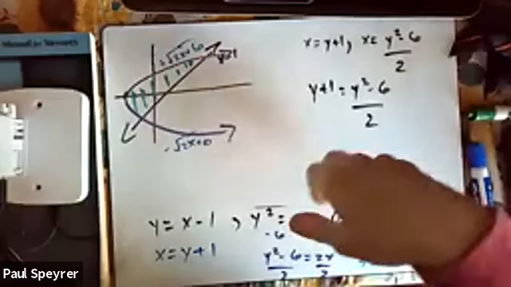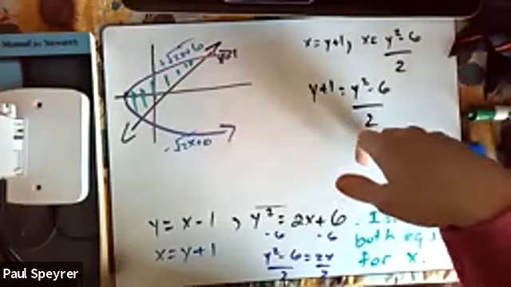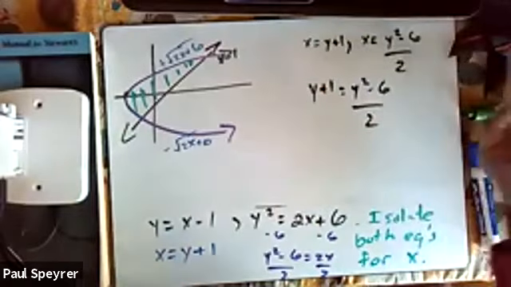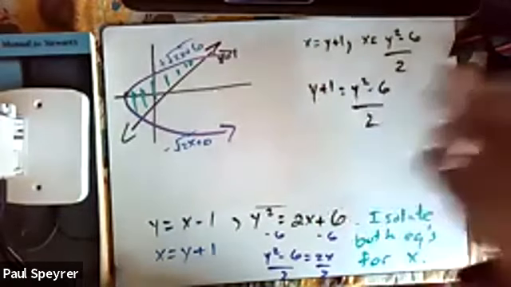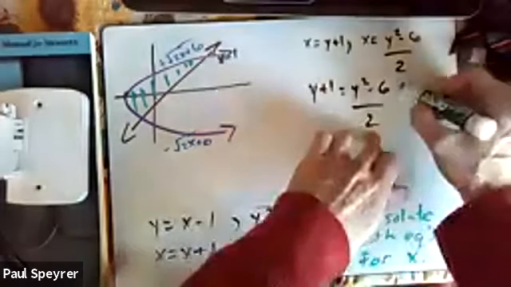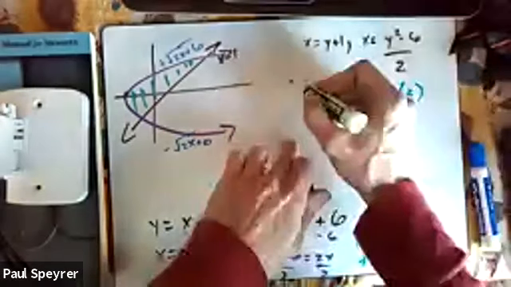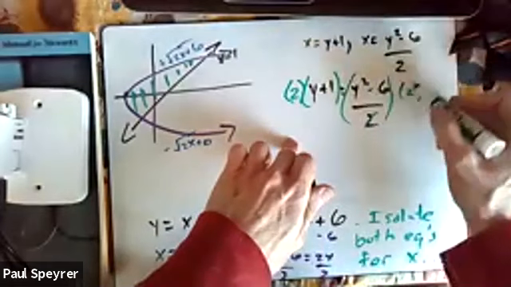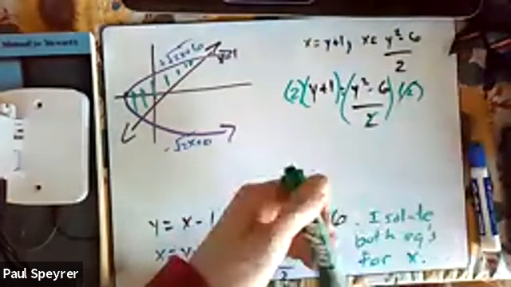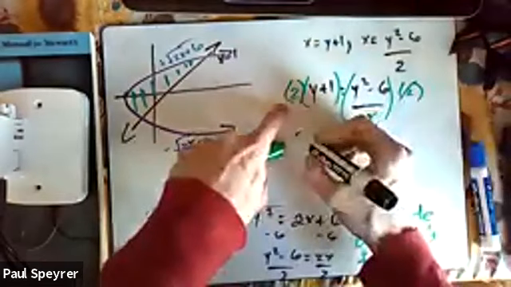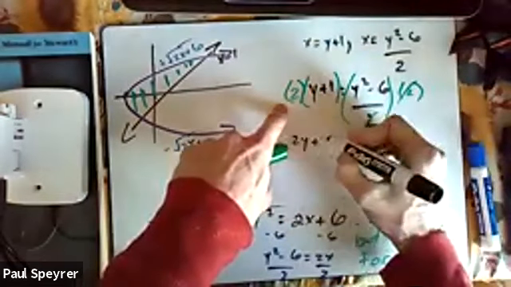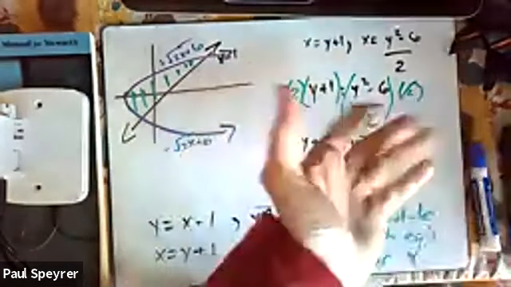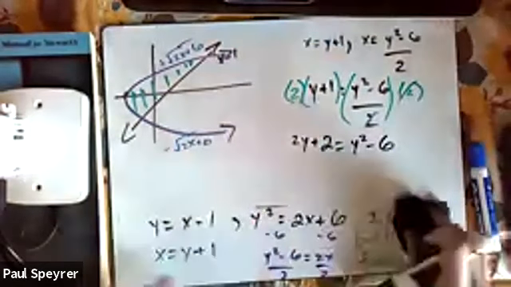So it's a kind of crazy little equation, right? But it's not too difficult. If fractions are in your equation, how do you get rid of denominators? You multiply everything by the LCD, which in this case is 2. So we multiply left and right side by 2. These two go. We have 2y plus 2 equals just y squared minus 6. Okay?